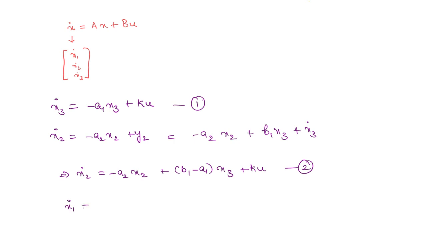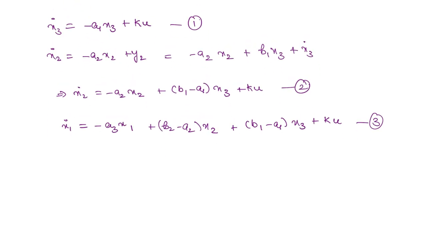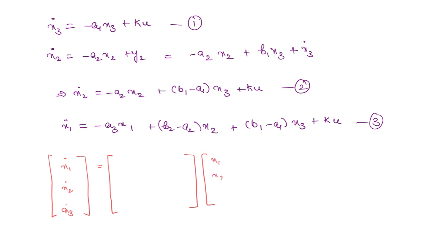Similarly, you can write x1 dot. I'm writing the final expression you're going to get: minus a3 x1 plus (b2 minus a2) into x2 plus (b1 minus a1) into x3 plus k times u. So now you can write down the state equation. What will it be? x1 dot, x2 dot and x3 dot will be the column matrix, and this is going to be the A matrix. Here you're going to get x1, x2, x3 plus B times u. There is only one input, so you will have a column matrix here. B will be a column matrix.